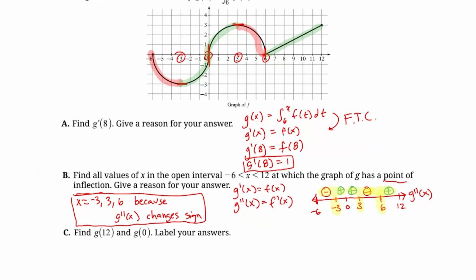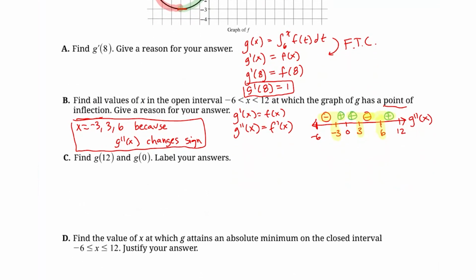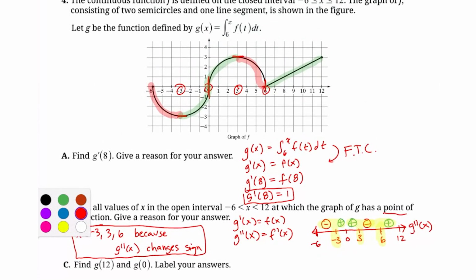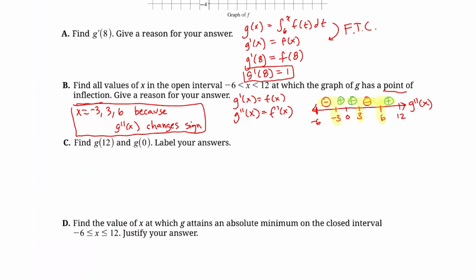Okay, C says find g of 12 and g of 0. This one's pretty straightforward. We're just going to evaluate the actual function g here. Just as a reminder, g of x is the integral from 6 to x of f(t) dt. So g of 12 is the integral from 6 to 12, and we're just replacing every instance of x with 12, that upper limit of the integral. And g of 0, might as well set that up as well. It's going to be the integral from 6 to 0 of f(t) dt.